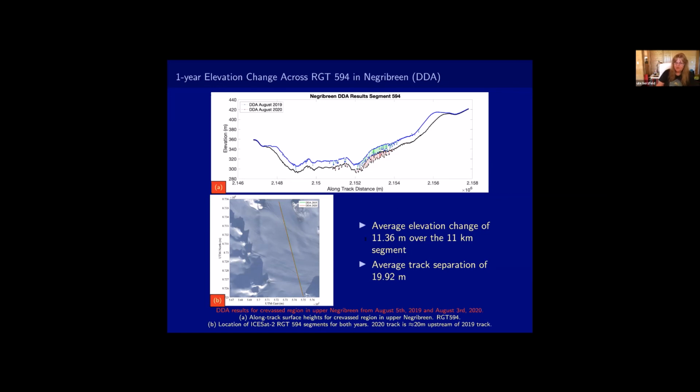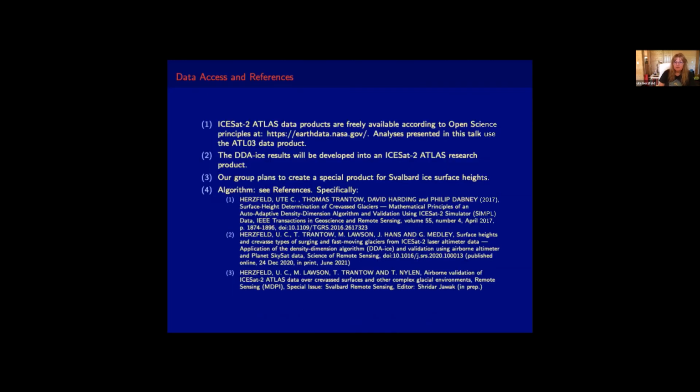And here are some values to go along with this. The elevation change is about 11 to 12 meters along this segment. And the track separation works in our favor, so it's probably like 12, 12 and a half. The slope of the glacier is not that high.